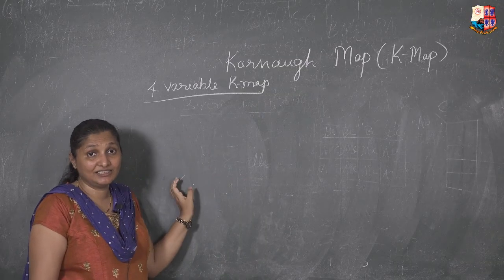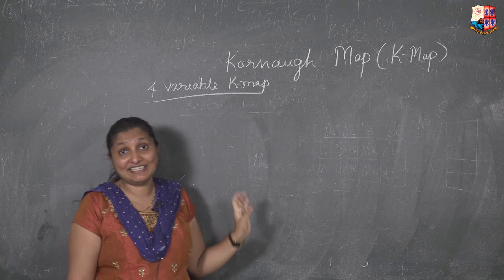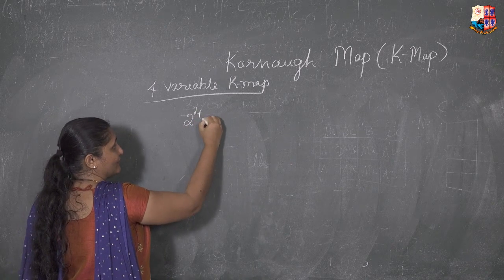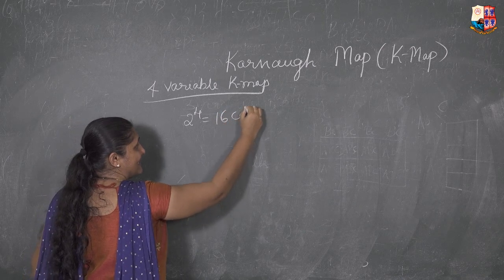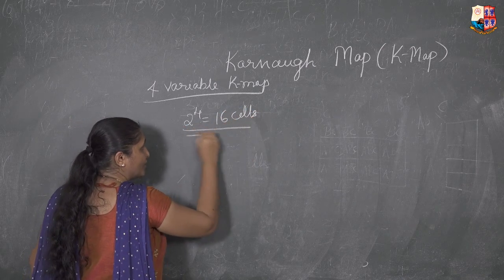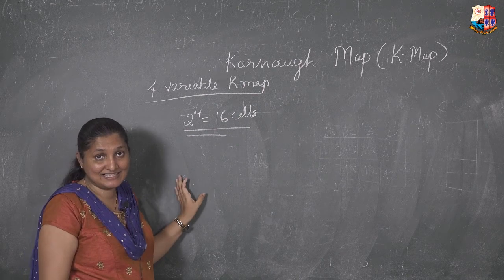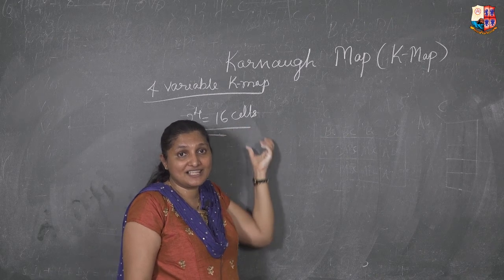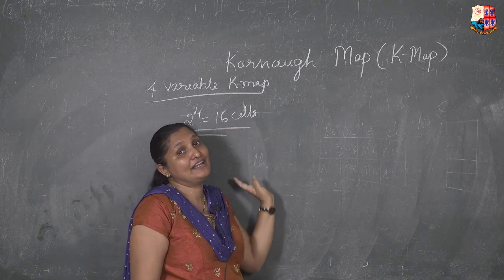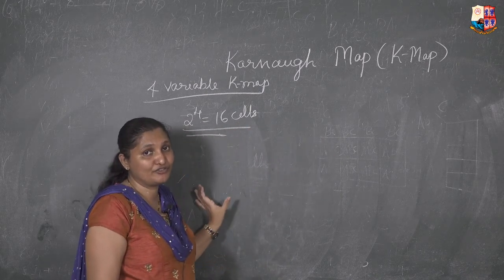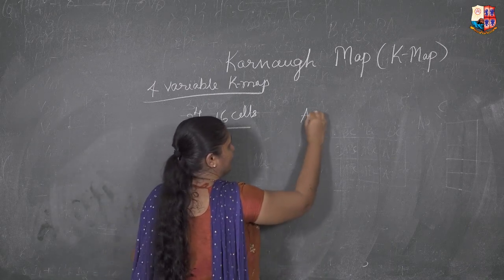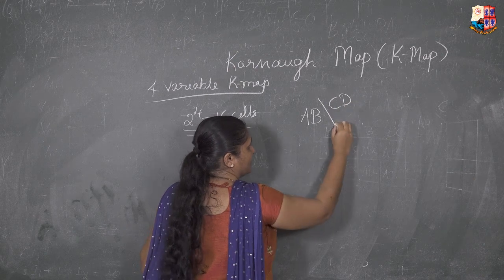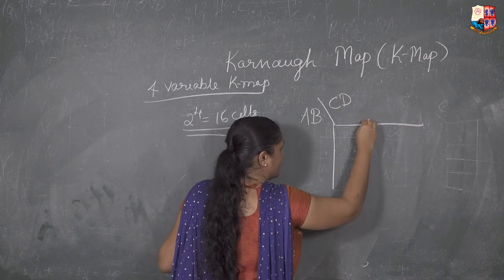Okay, now let's learn how to plot a 4 variable K-map. So 4 variables means 2 power 4, that's equal to 16 cells. So how do we represent the 16 cells? Along the row I am going to consider 2 variables and along column I will consider 2 variables. Let me consider AB along row and CD along column. So there are totally 4 variables.